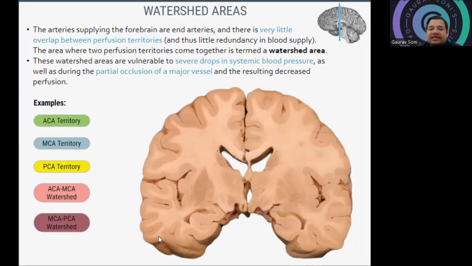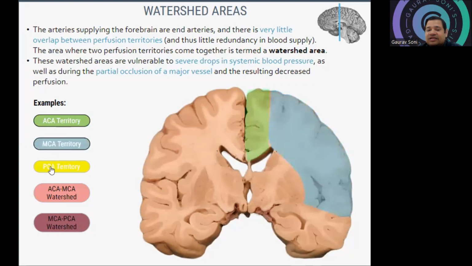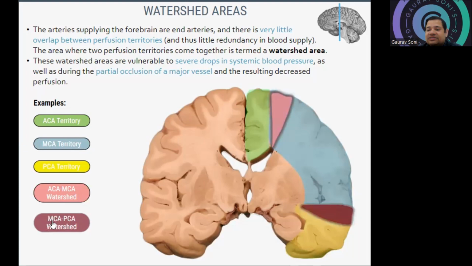Examples are the ACA territory, MCA territory, and PCA territory, these are the three basic cerebral arteries. Then you can see the watershed areas. This is the first watershed area in between the anterior and middle, and then you can see one more watershed area in between the middle and posterior.